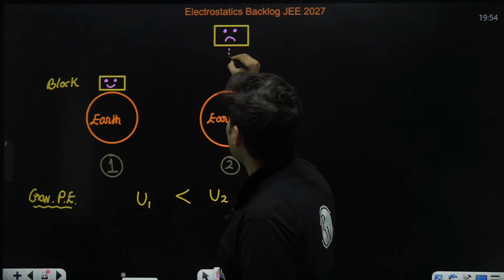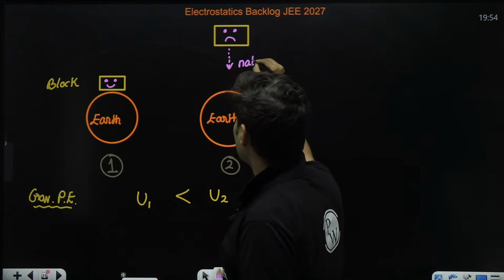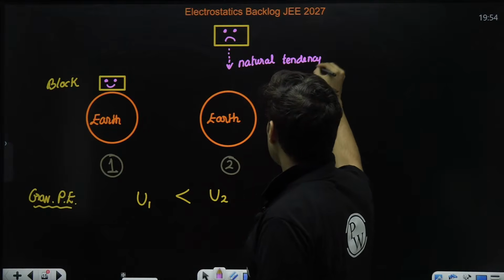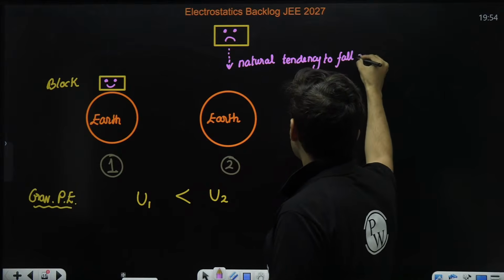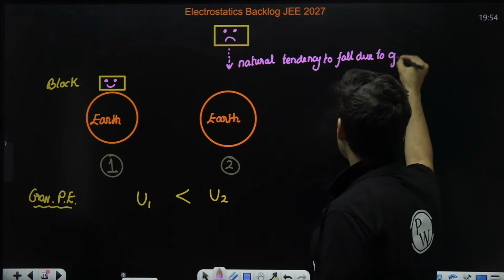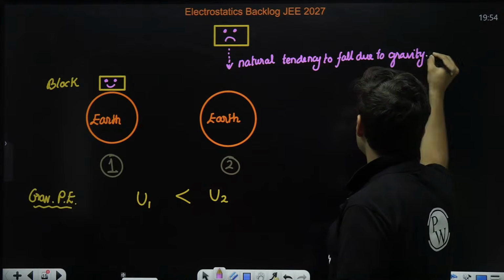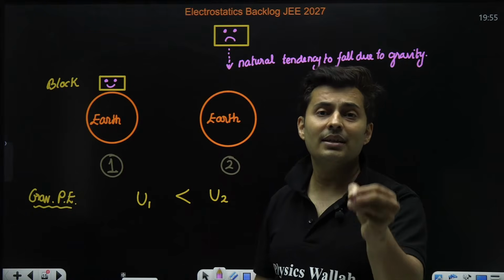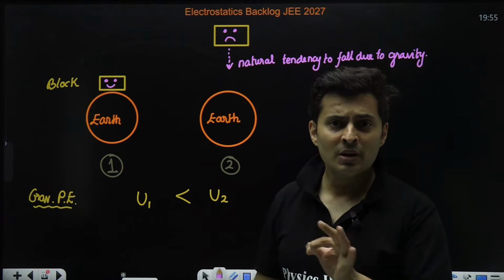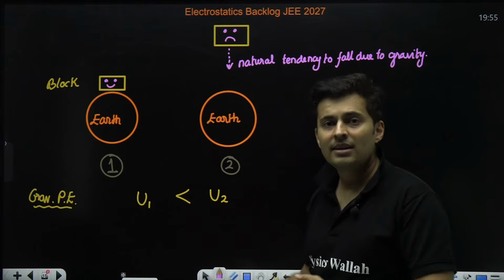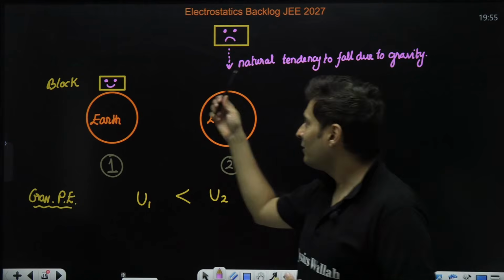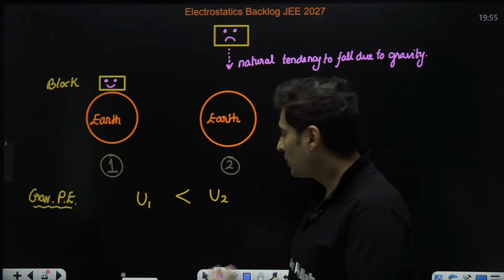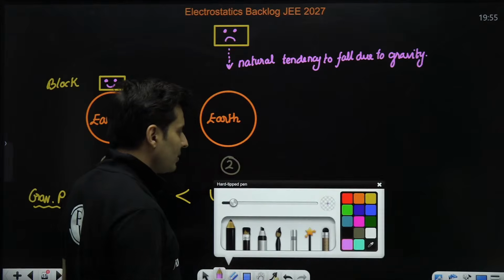The natural tendency was to come down, to fall due to gravity, and you have taken it against that gravity. So if you know whether somebody is happy or sad, that's enough to guess whether they have more or less potential energy. Everything that is sad will have higher potential energy, and everything that is happy will have lower potential energy. Simple.